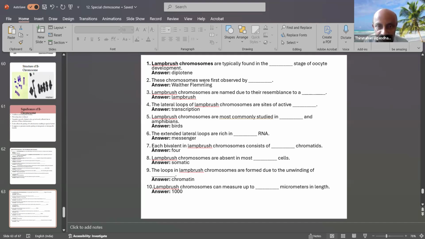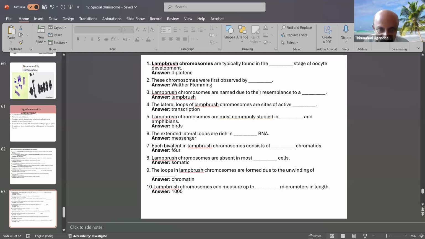These chromosomes were first observed by Walter Fleming. Lampbrush chromosomes are named due to their resemblance to a lamp brush. The lateral loops of the lampbrush chromosomes are sites of active transcription. Lampbrush chromosomes are most commonly studied in amphibians and birds. The extended lateral loops are rich in messenger RNA, mRNA.